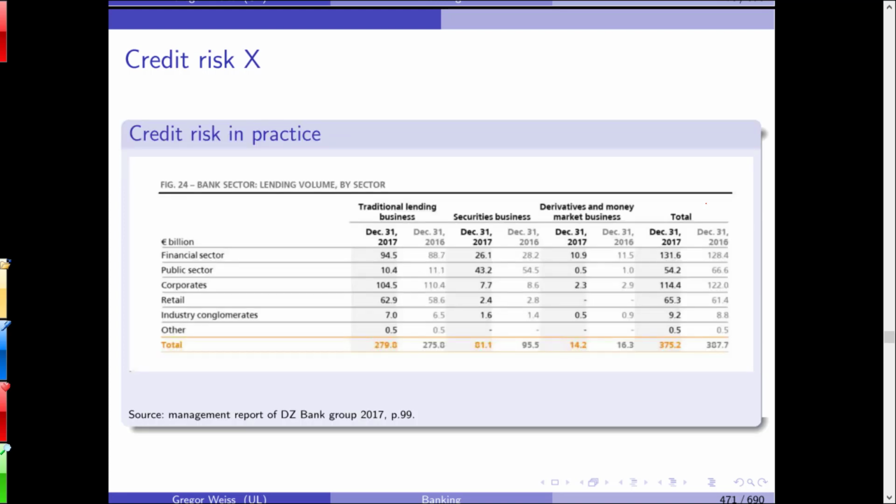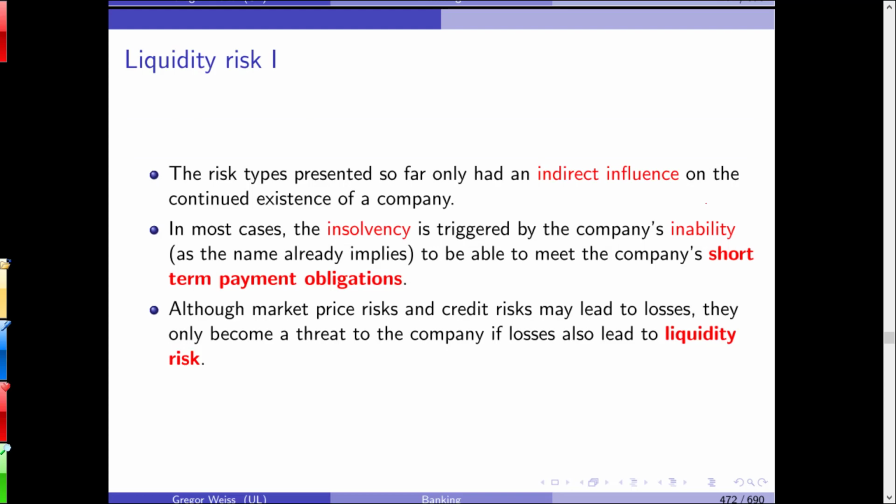Okay. Here, another extract from the management report of the DZ Bank. The DZ Bank is, if you might remember, the top-level institute of the German credit unions. It's a very large bank located in Frankfurt, and you can see that they also report on their credit risk exposure stemming from loans given out, for example, in the financial sector, to the public sector, to corporates, to retail investors, industry conglomerates, and they had a credit risk exposure measured by the lending volume of 280 billion euros. And this is what they show as their credit risk exposure.